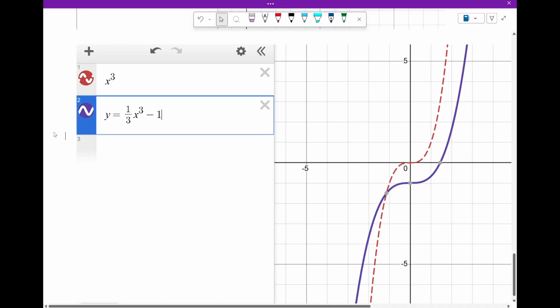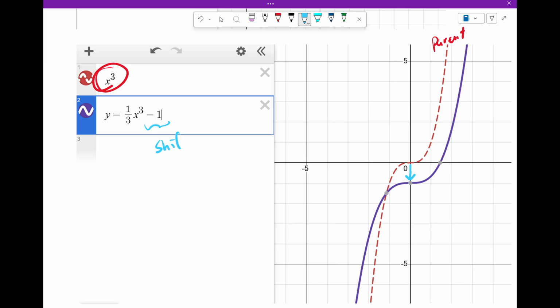All right, first thing is identify this parent function in red. That's best. If you want, you could even write like parent, okay? Then the next thing would be, say, like a little arrow down for the shift down. You could even highlight that.